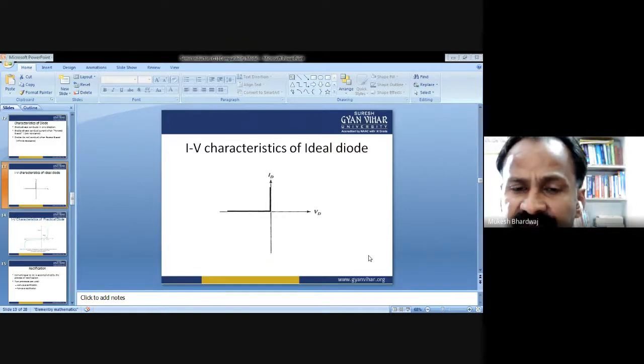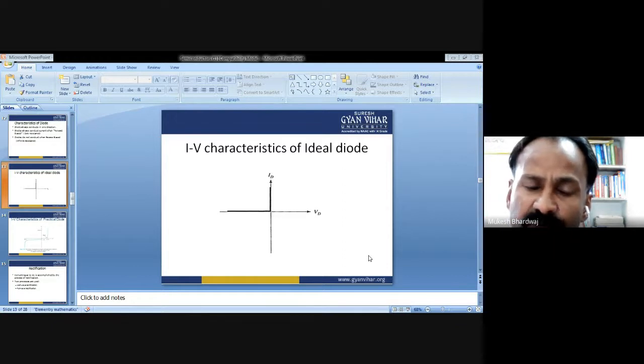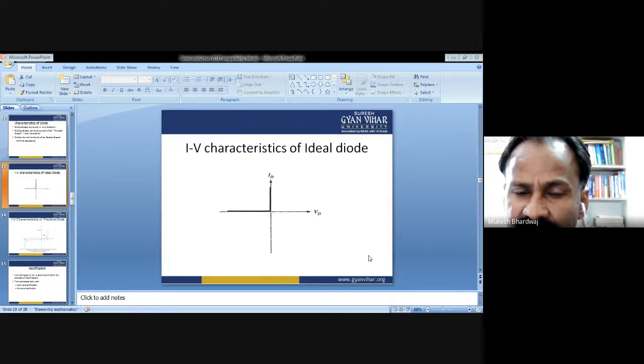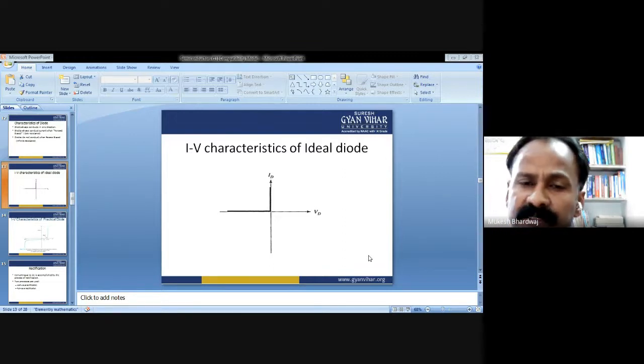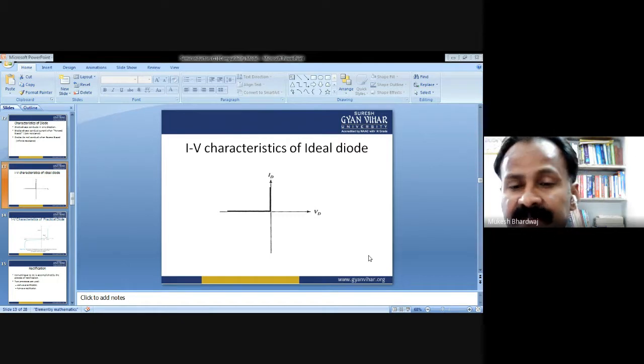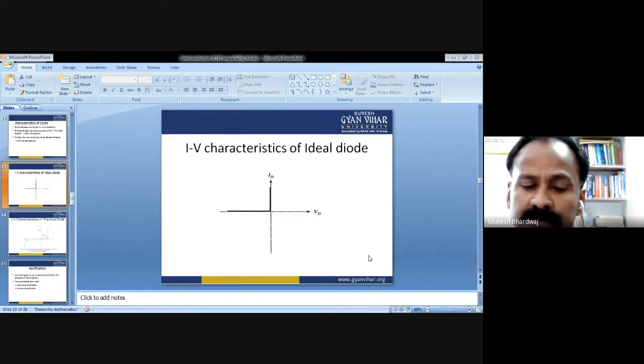And if we change the polarity of the diode or the battery to reverse, then you see that when you increase the voltage through the battery, the current is not going to increase by even a single unit. And as you go on increasing the voltage in reverse bias, the current is not going to increase, because it offers infinite resistance in reverse biasing. So this is the VI characteristic of an ideal diode.